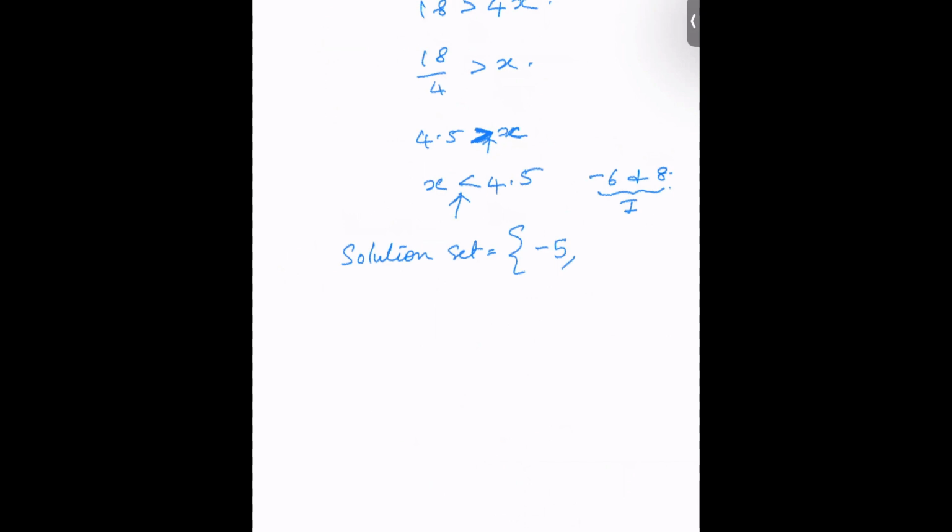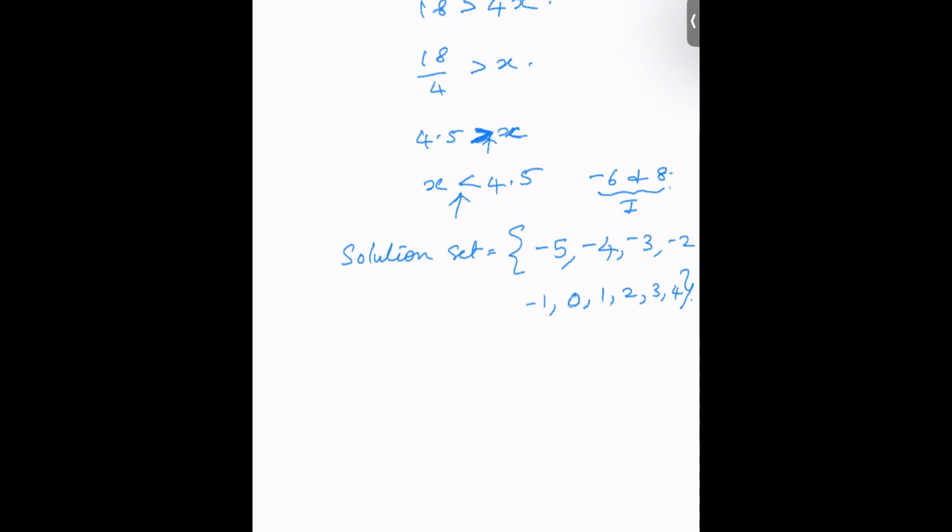And the largest value x can have is what? What is the largest value that x can have? -3, -2, -1, 0, 1, 2, 3, 4. That's it. The largest value x can take is 4, because it is clearly mentioned it has to be smaller than 4.5. So which is the largest integer that is smaller than 4.5? That's 4.